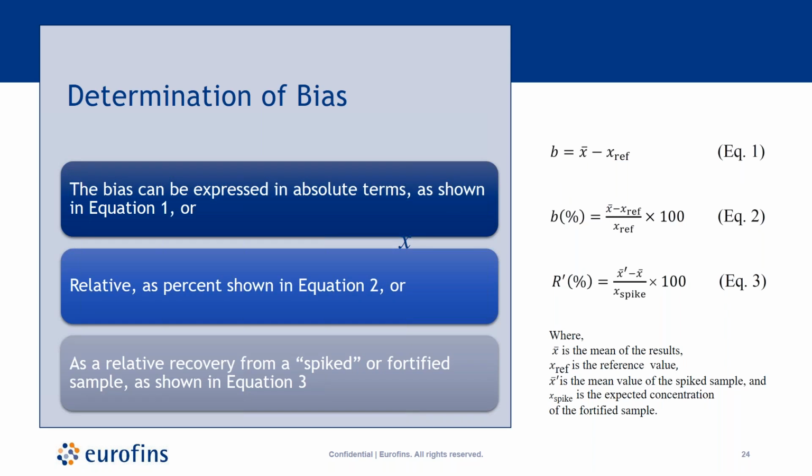Determination of bias. Bias is the total systemic error, and there may be one or more systemic error components contributing to the bias. Bias is calculated as the difference between the expectation of the test result and the true or accepted reference value, and can be expressed in absolute terms, as a %, or relative to recovery from a fortified sample.